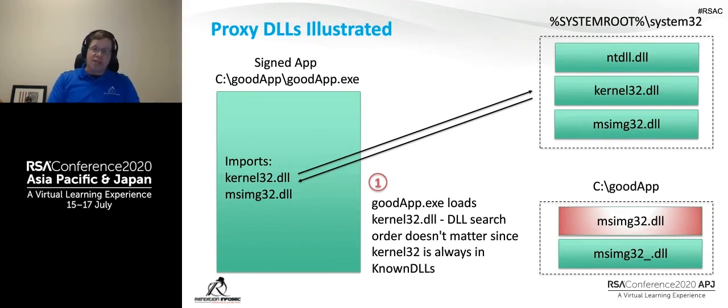One of them is kernel32.dll, one of them is msimg.dll. All right, so let's walk through the loading process. What happens here is that GoodApp is going to go in and load kernel32.dll. Now, the search order here doesn't matter. If you recall, the search order only matters for things that aren't known DLLs. Kernel32 is always in known DLLs, and hence none of that matters, right?